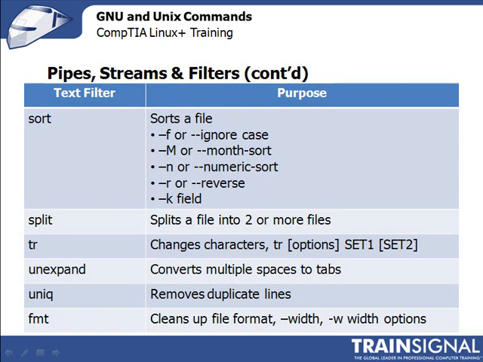Unexpand converts multiple spaces to tabs. Uniq is one that I use fairly often, and it removes duplicate lines. Format, or fmt, cleans up the file format, and it has the options -width or -w space width.